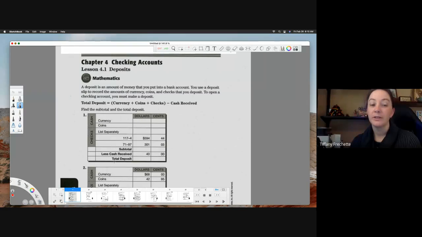Hello. We're going to be doing chapter 4 for business math, which is called checking accounts. This is for lesson 4.1, deposits. This lesson is the very beginning, so it's generally a little bit easier in the first lesson here. So I'm just going to walk through the first deposit slip.